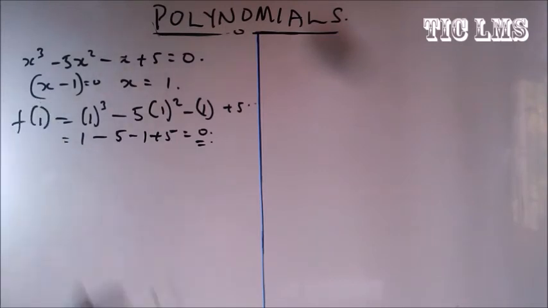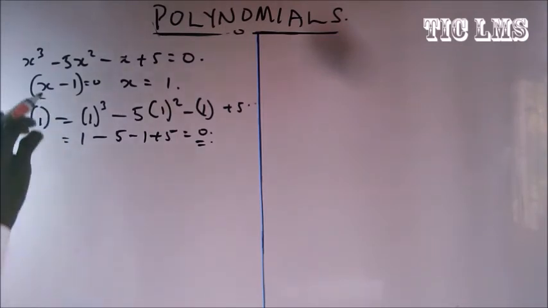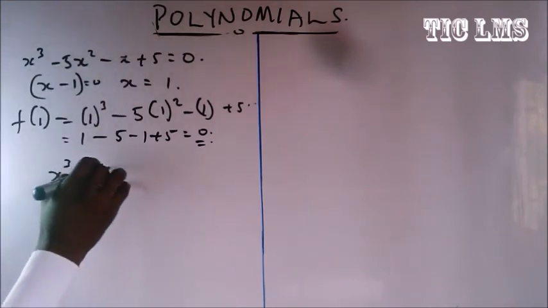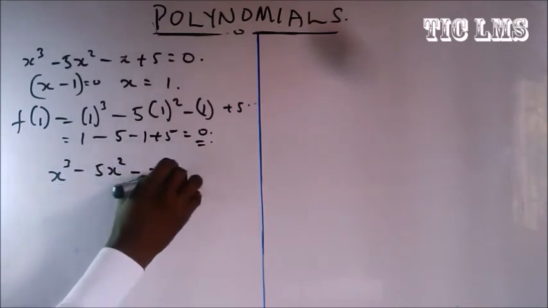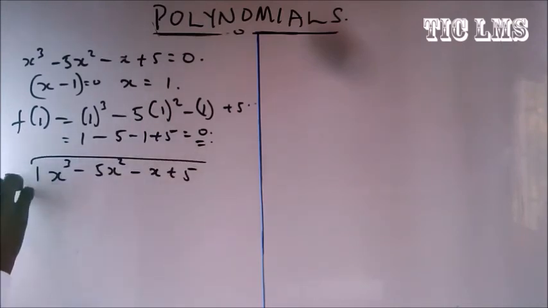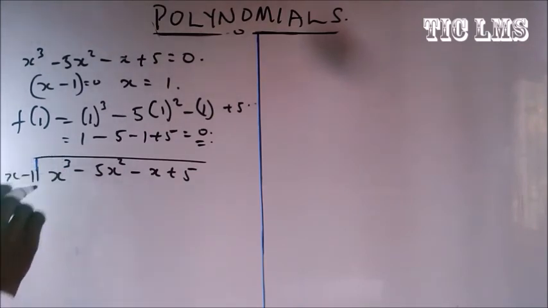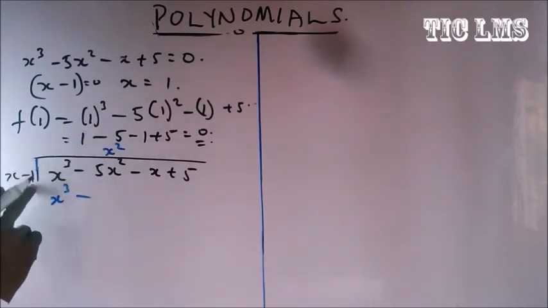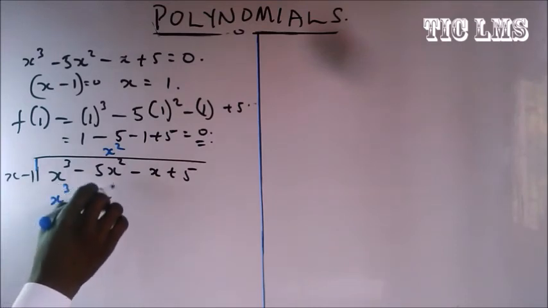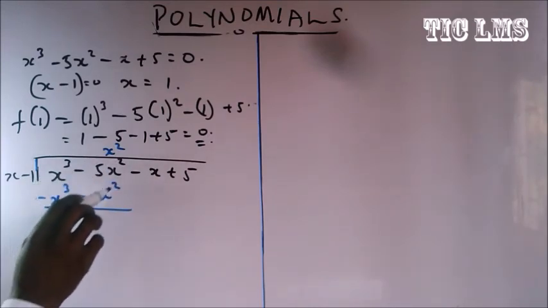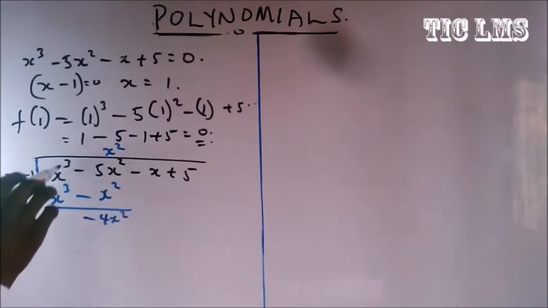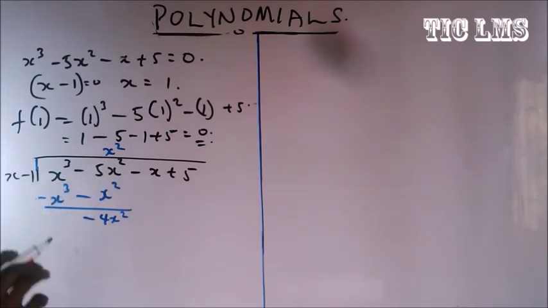The first factor is this. Now to get the remaining 2 factors, first what we need to do is to divide this with this. So we have x raised to the power 3 minus 5x squared minus x plus 5 divided by x minus 1. x into x cubed is x squared. x squared times x gives x cubed. x squared times minus 1 gives minus x squared. Minus 5x squared minus minus x squared, that leaves us with minus 4x squared. Then x cubed minus x cubed gives 0.